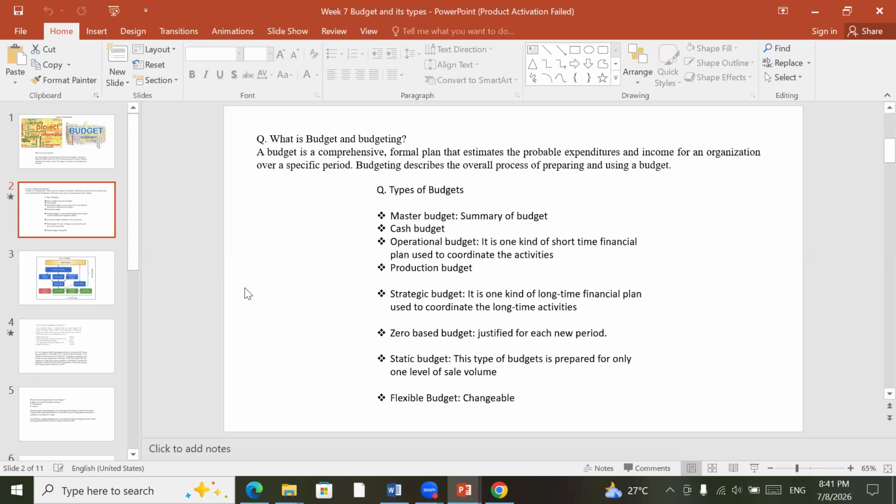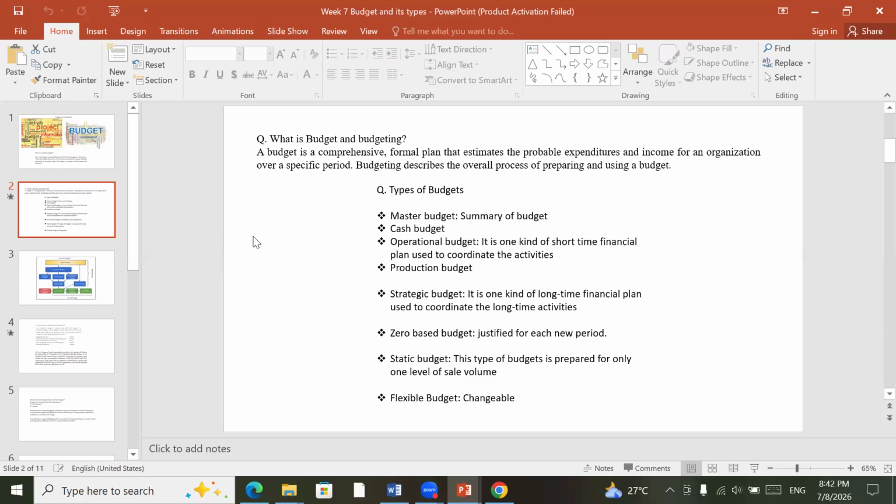There is no specific style, no specific writing or items for a master budget. Master budget is all budgets combined. When you try to summarize all budgets within a short place, this budget is called the master budget.